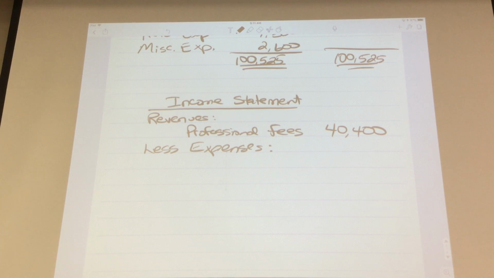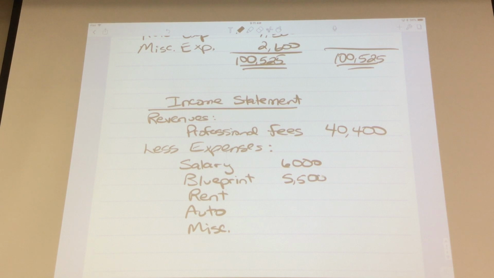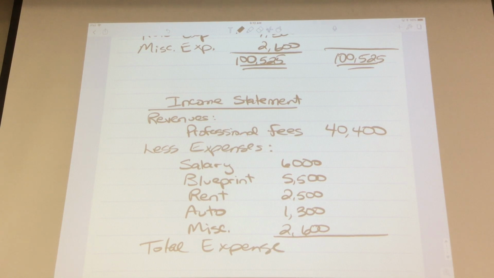So we've got 40,400, and on the income statement, we're going to take that revenue and then subtract all the expenses. I'm going to cheat for time's sake and just write down the first part of it. So it's salary, blueprint. Technically, you're supposed to write the word expense, but we're running out of time. All right, so your salary expense was $6,000. Blueprints were $5,500. Rent was $2,500. Your automobile expense was $1,300, and your miscellaneous was $2,600. So we're going to subtract a total expenses. So how much is that total expense?